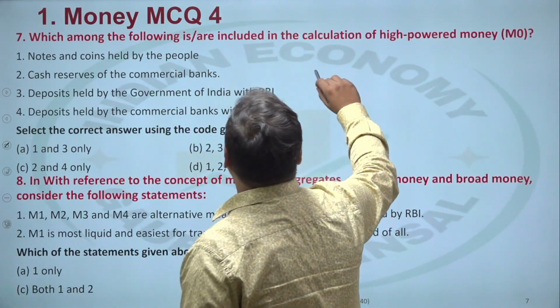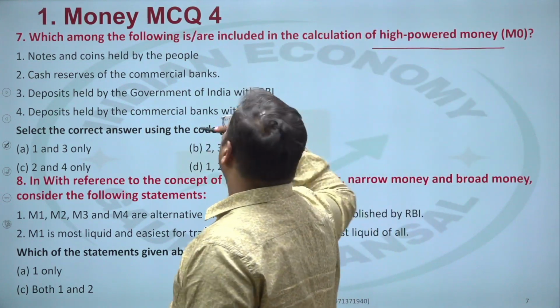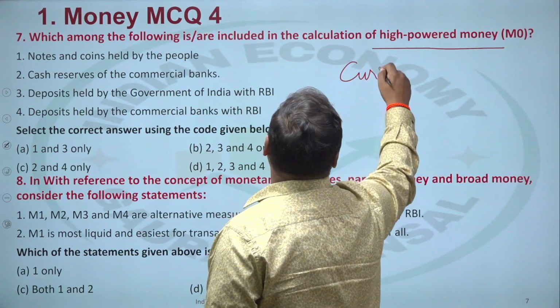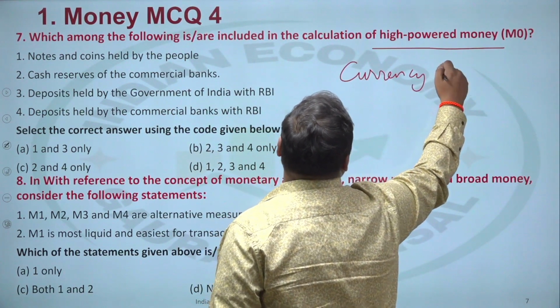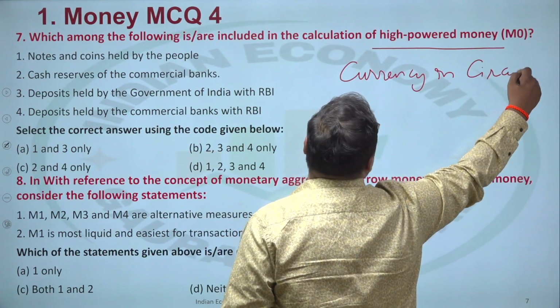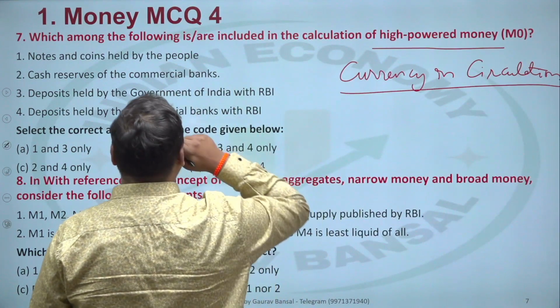Which among the following is or are included in the calculation of high power money, M0? We know the formula. What is the M0 formula? Currency in circulation. Okay, remember in M0 we have currency in circulation. In M1 or all others we have currency with public. We do not use currency in circulation there.